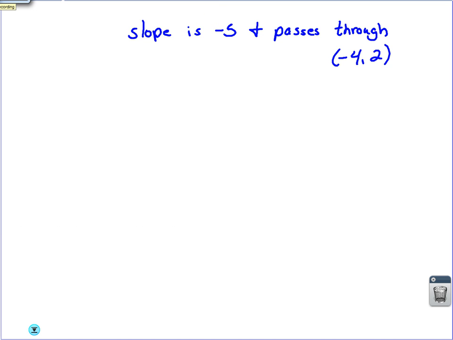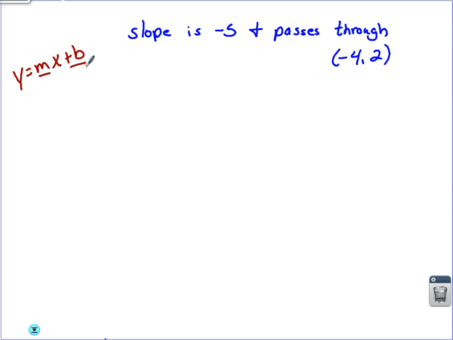Okay, the next set of problems are a little bit more difficult. What we're going to be asked to do here is, we're given that a line has a slope of -5 and it passes through the point (-4, 2). And we want to know the equation of that line. Well, to find the equation of a line, again, we need 2 pieces of information. In order to get it in y equals mx plus b form, we need a slope and we need a y-intercept. Here we only have a slope.